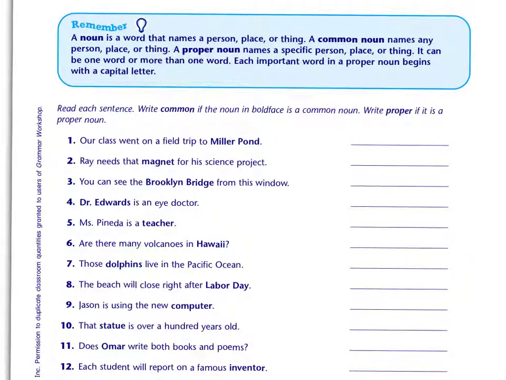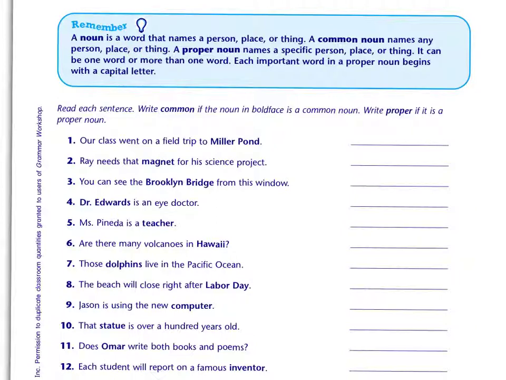Okay, so things to remember. A noun is a word that names a person, place, or thing. A common noun names any person, place, or thing. A proper noun names a specific person, place, or thing. It can be one word or more than one word. Each important word in a proper noun begins with a capital letter.